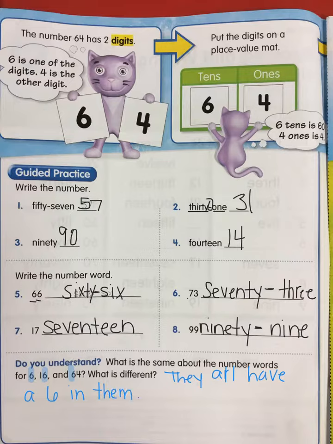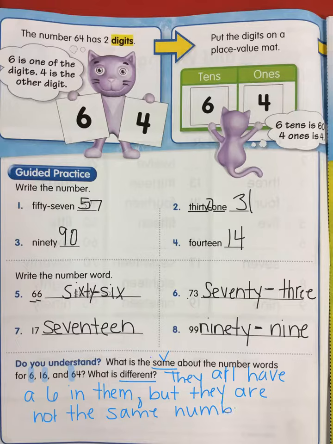Okay, so I've answered what is the same. So check. Now I have to do what is different. I'm going to put a comma, but they are not the same number. Remember, if you need to pause to write this, go ahead. Period at the end. So I'm going to read this to make sure it makes sense. They all have a 6 in them, but they are not the same number. Period. Yep. Okay. Go to the next slide.